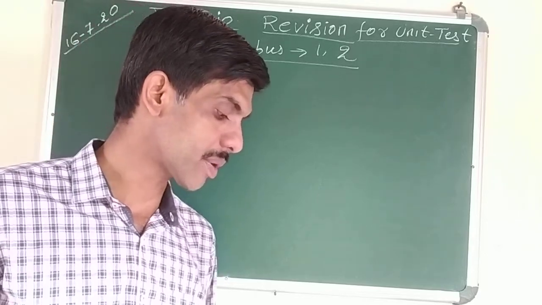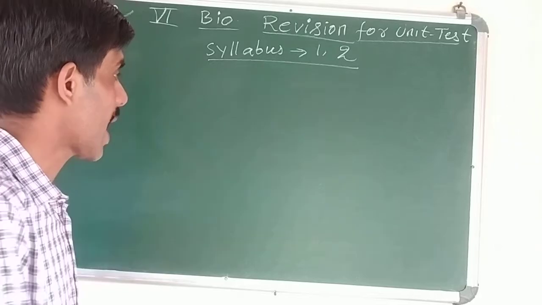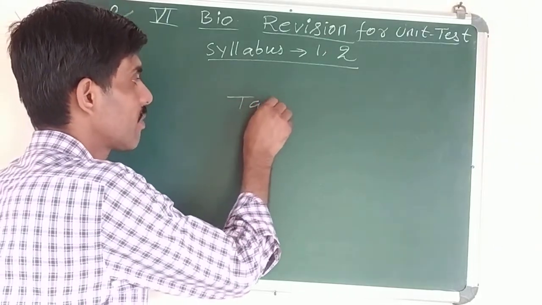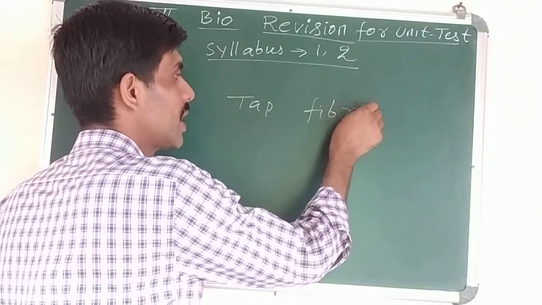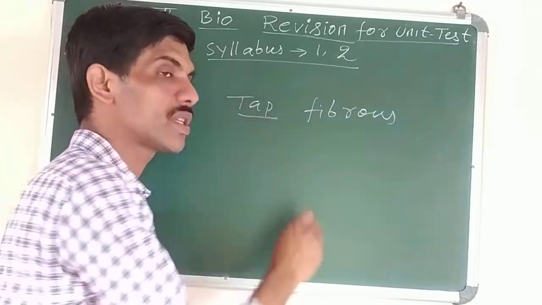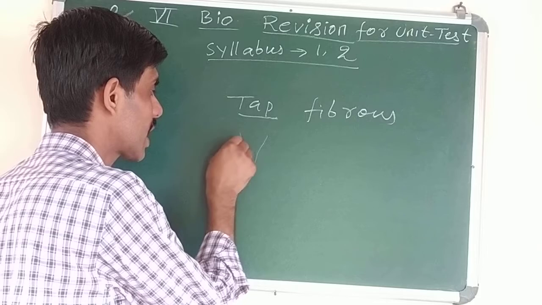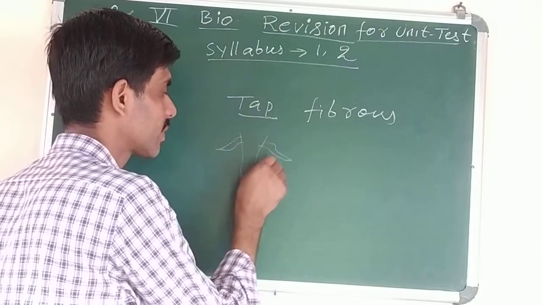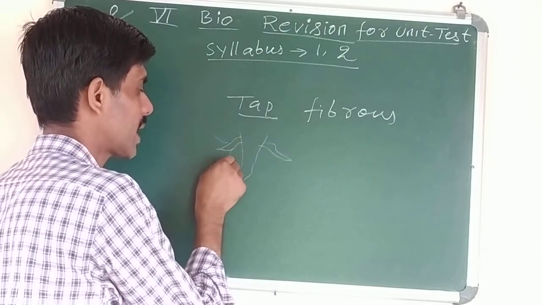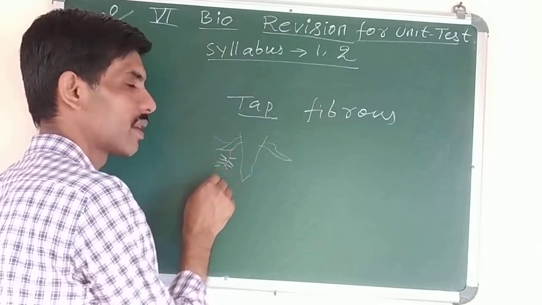Then there are two types of root system. What are they? Tap root system and fibrous root system. We have already studied about them. Tap root system is the one in which there is a main thick root from which many secondary roots arise, and from those the tertiary roots arise, and then the root hairs will be present.